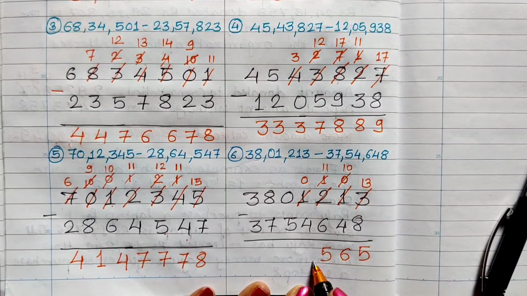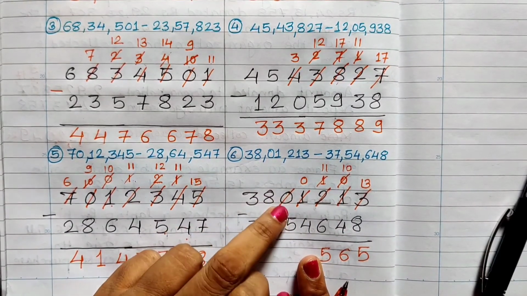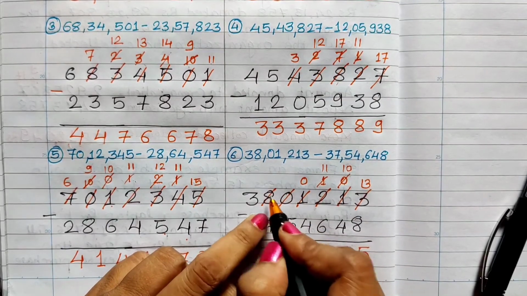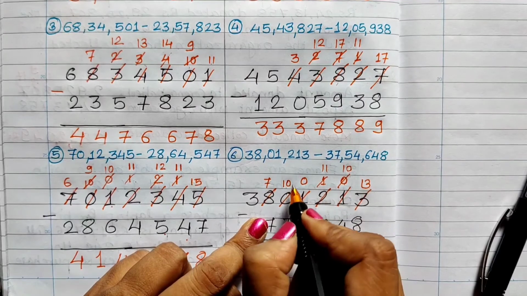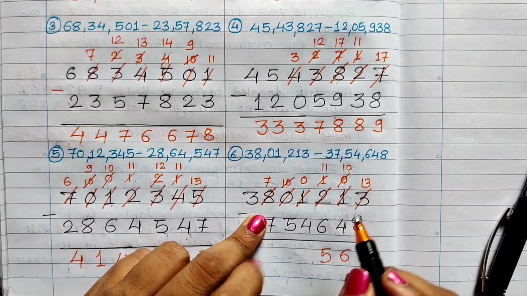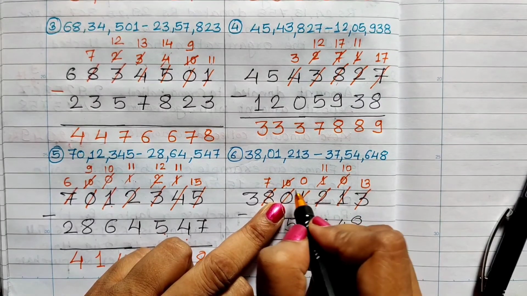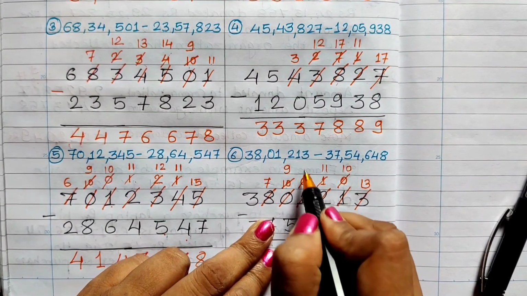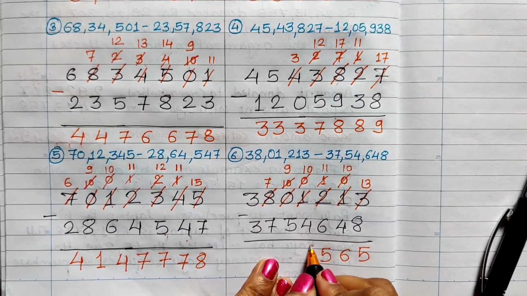0 minus 4 cannot be done. We have to borrow 1 from this 0. But we cannot borrow 1 from 0. So we have to borrow 1 from this 8. 8 becomes 7. This becomes 10. We have to borrow 1 from this 10. So it becomes 9 and this 0 becomes 10. Okay. 10 minus 4 is 6.